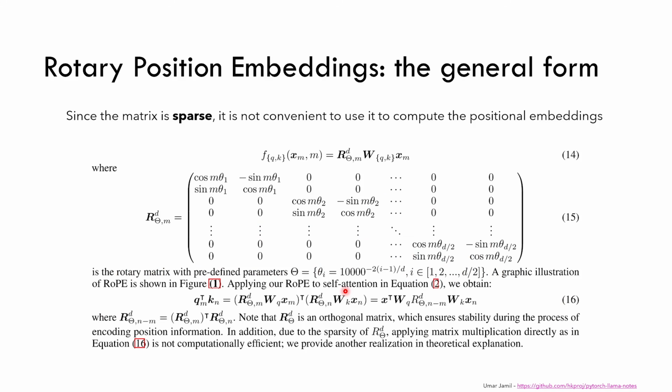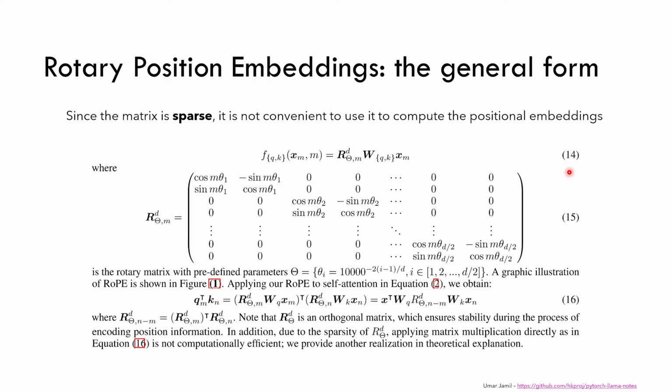Now, when the vector is not two-dimensional, but we have n dimensions, for example, in the original transformer model our embedding size is 512, and in LLaMA it is 4096, we need to use this form. I want you to notice not what the numbers in this matrix are, but the fact that this matrix is sparse. So it is not convenient to use it to compute the positional embeddings, because if we multiply by this embedding, our GPU, our computer will do a lot of useless operations, because we already know that most of the products will be zero. So is there a more computationally efficient way to do this computation?